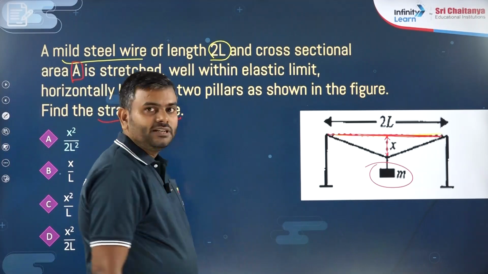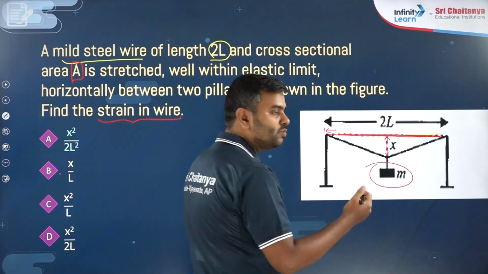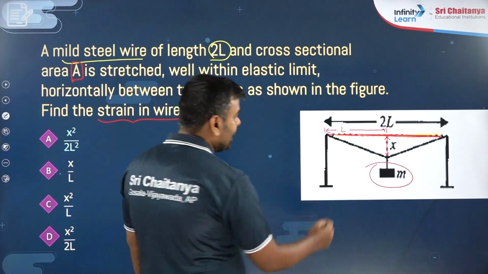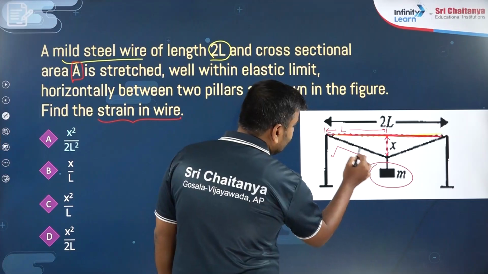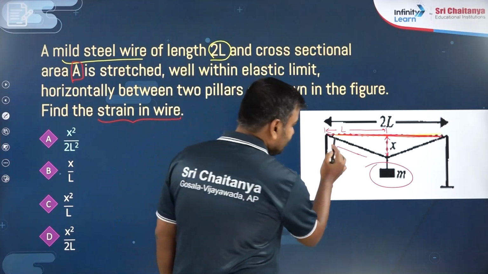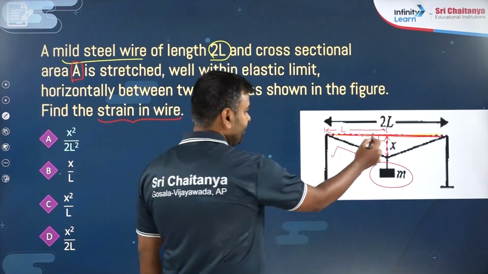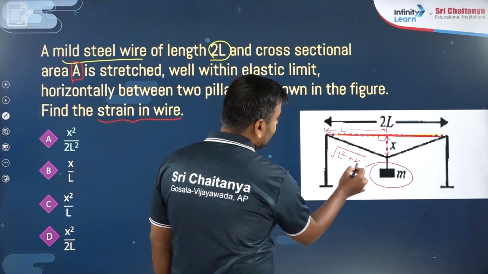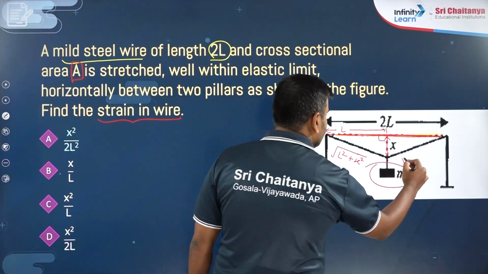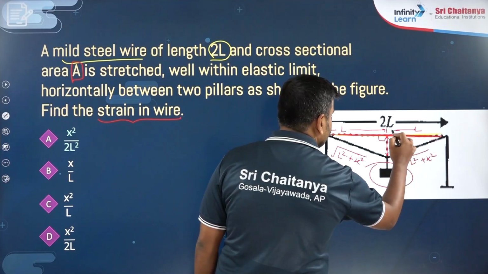If we take this particular diagram, half the length, when the total length is 2L, is L. After the wire has moved slightly down because of that hanging mass, what will be the length of this portion? Using the Pythagoras theorem, because we have a right angle triangle, it comes out to be under root L square plus X square. In the same way, here also the length comes out to be under root L square plus X square, as this length also is L.